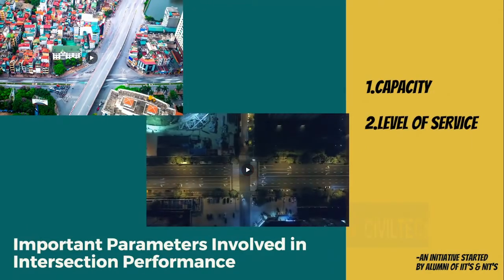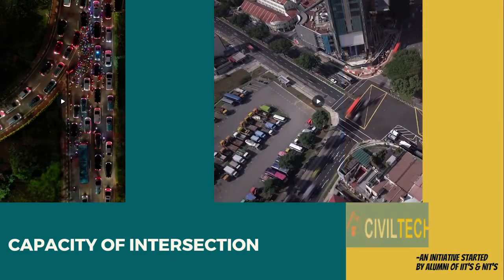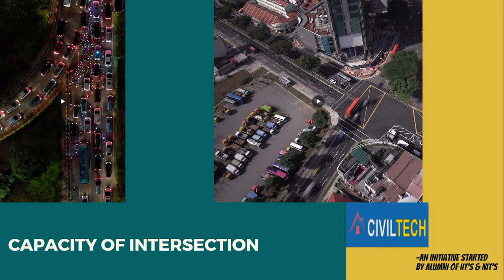Okay, now let us see the two important parameters involved in the intersection performance. One is capacity and the other one is level of service. Now let us see what is the capacity of an intersection. In simple terms, it is a quantitative measure defined as the maximum number of vehicles per unit time which can be accommodated under given conditions.